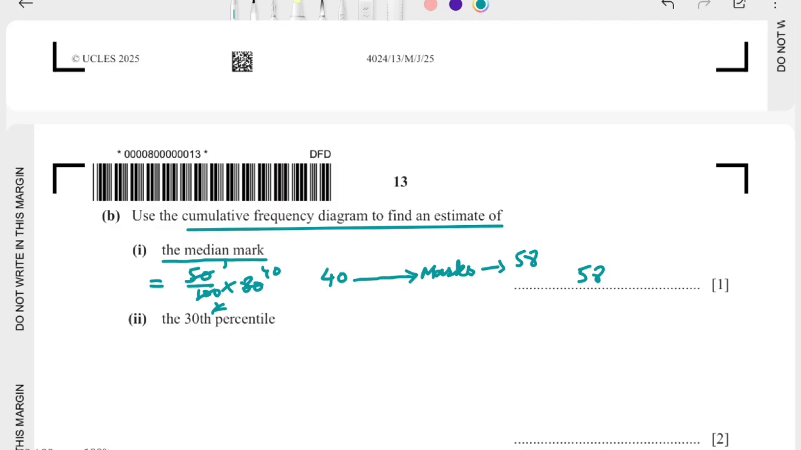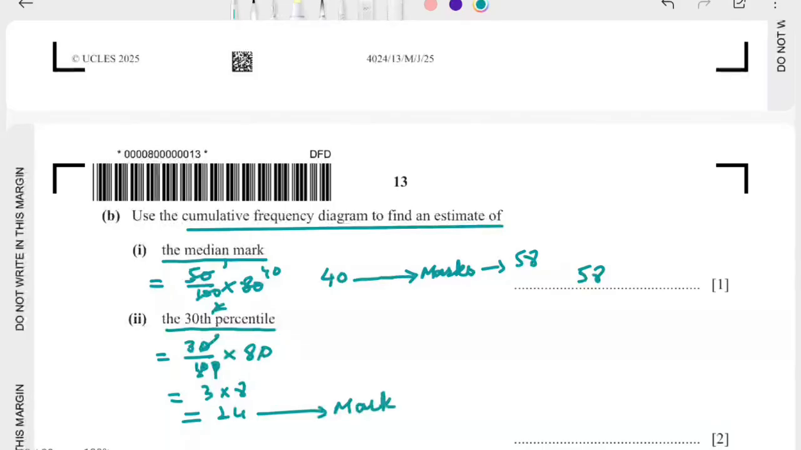Second part, the 30th percentile. It means 30% of data, 30 over 100 times 80. 0 will cut by 0, this 0 will cut by 0. 3 times 8 is equal to 24. Now we have to find out marks against this frequency.